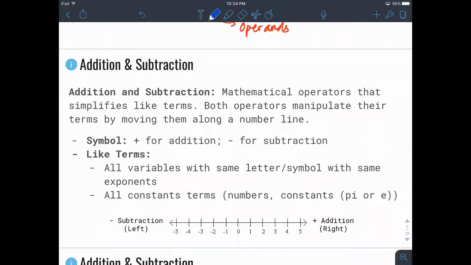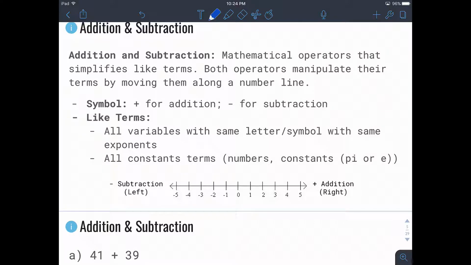Moving on to addition and subtraction. I know this might seem a little trivial, but you do need a full understanding of how addition and subtraction work. Addition and subtraction are mathematical operators that simplify like terms. Both operators manipulate their terms by moving them along a number line, which you see below. The symbols for addition and subtraction are the plus sign and the little dash, the minus sign, respectively.